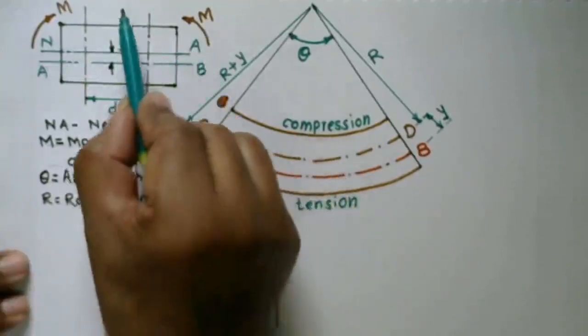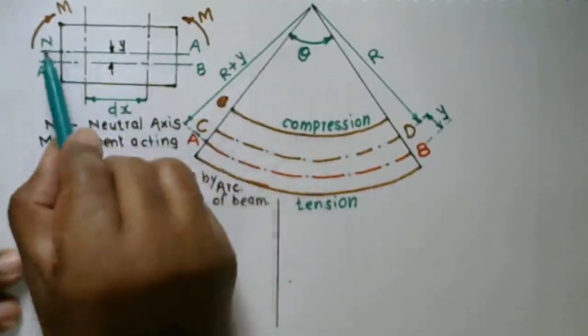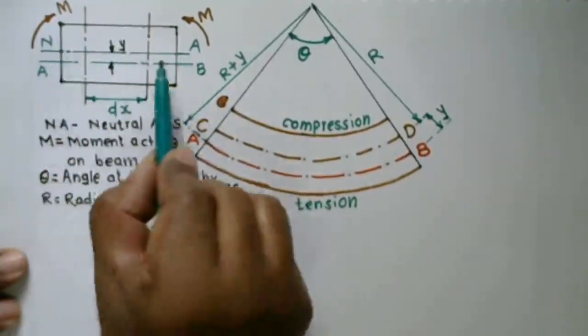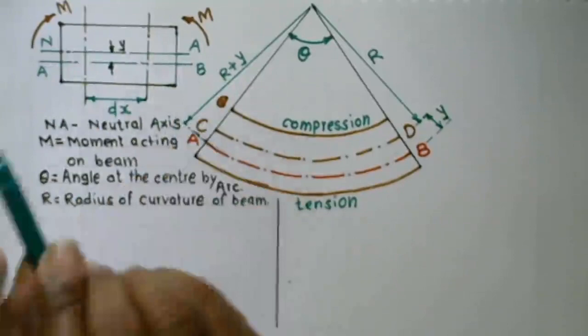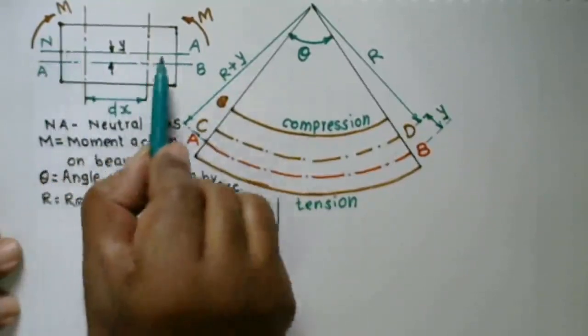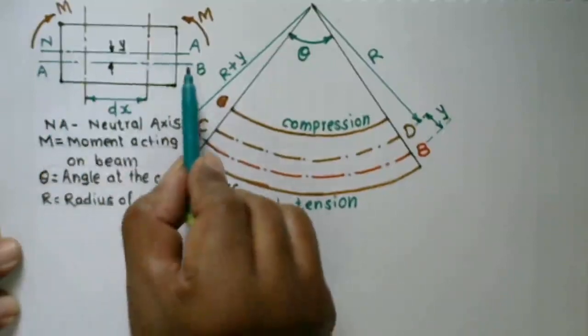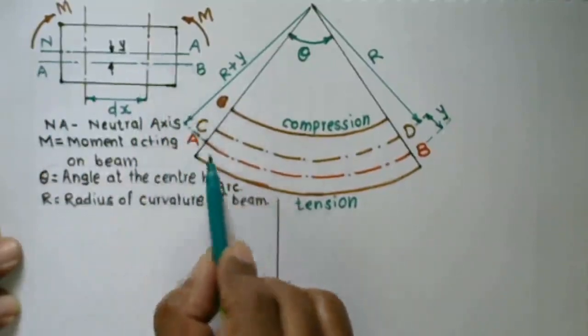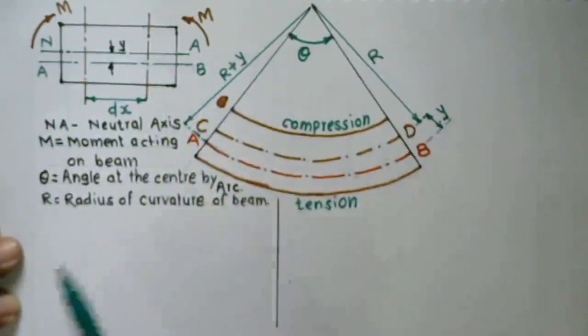So when the load is acting on that beam, the central section, which we may say is the neutral axis, is in an unstretched condition, whereas the layer below that neutral axis, which we may say is the layer AB, is stretched by a distance y.